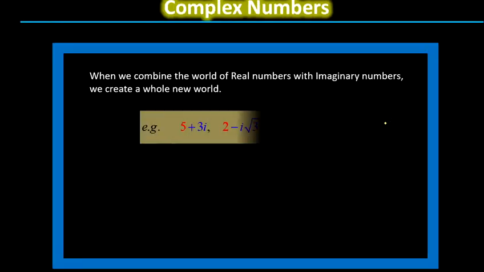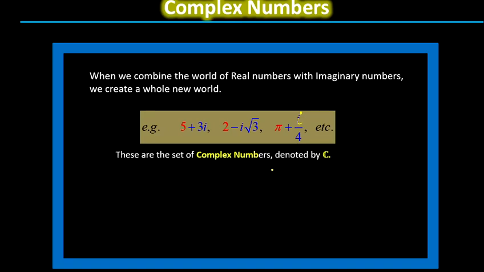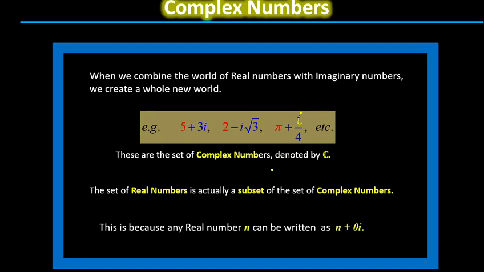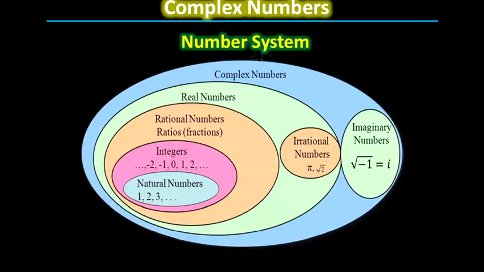Now we have a few examples here on the screen. These are your complex numbers. This is iota basically. So pi plus 1 by 4i, or 2 minus root 3i, or 5 plus 3i. You see, these are the complex numbers. And we have symbol C for this. So can I say now onwards real number is a subset of complex number, or every number is a complex number even though it is a real number?